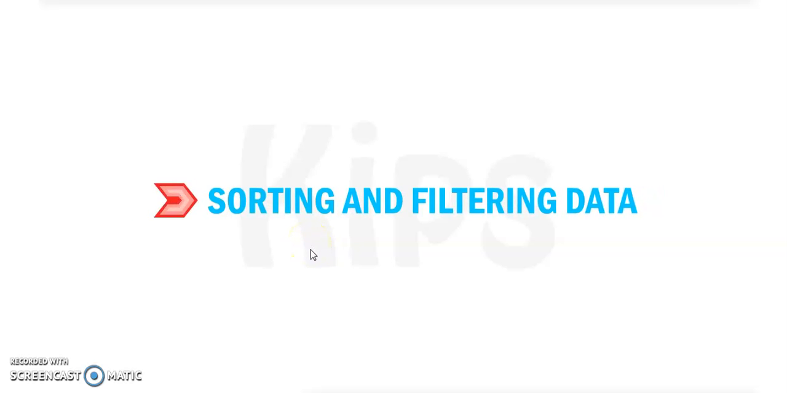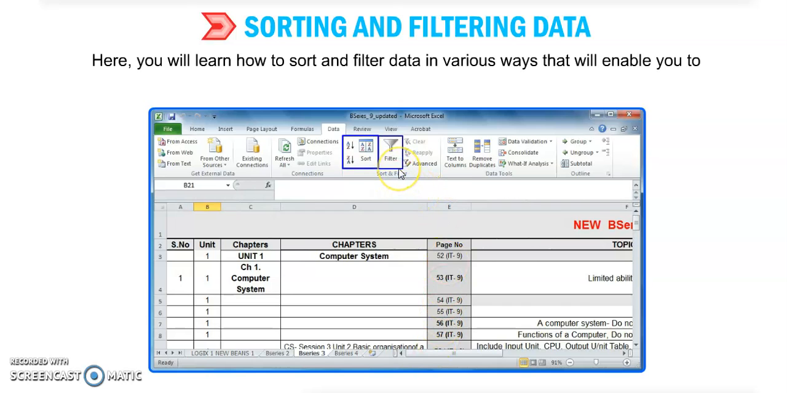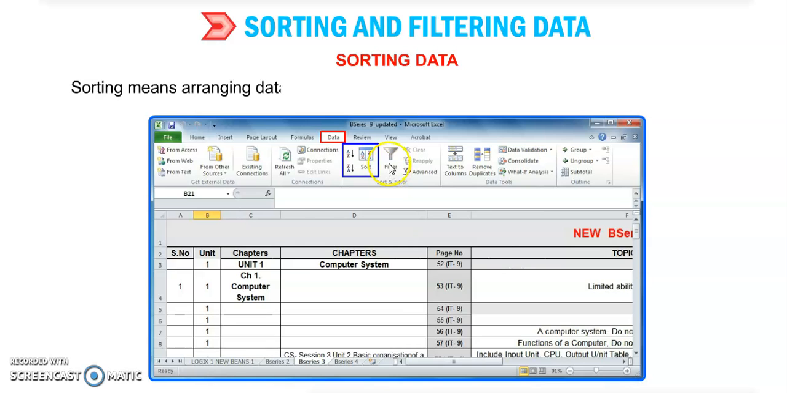Now the next option is sorting and filtering data. What is sorting and filtering? Excel helps the user to sort and filter data as per their requirements. You can see the options in the ribbon. This is the sort button and this is the filter. Here you will learn how to sort and filter data in various ways that will enable you to analyze the information in an effective manner.